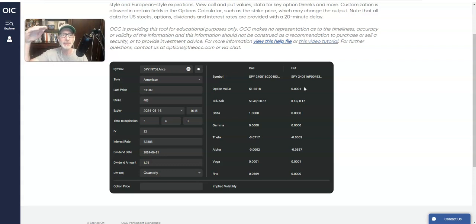You sold it for $1.70, you buy it back for a penny. You've made $1.69, or $169 of profit on that one contract just because the volatility came back down. The stock price didn't move. We didn't change the stock price at all. We didn't change the strike, and we didn't change the expiration date. The only thing that we changed was the volatility.